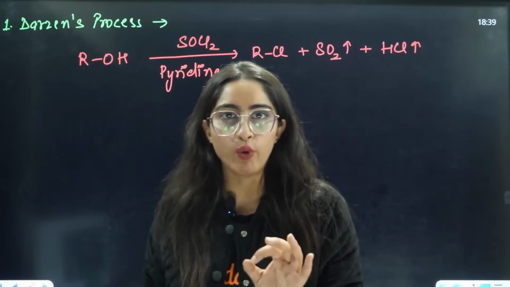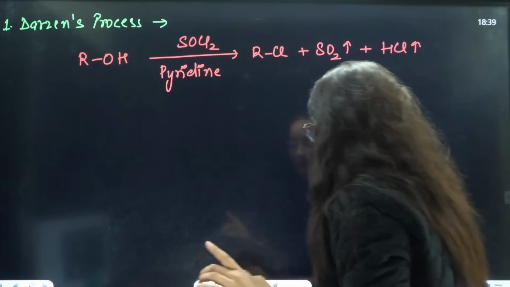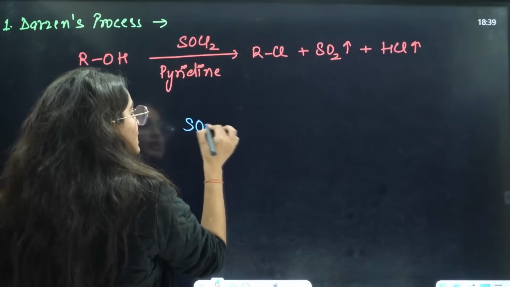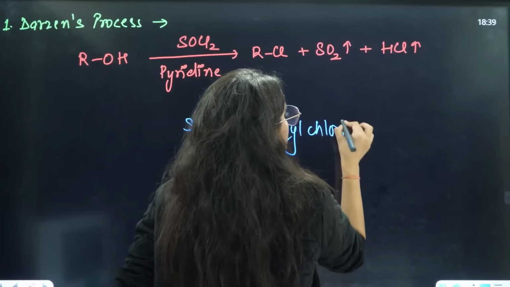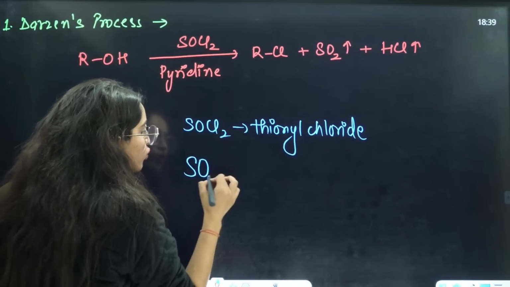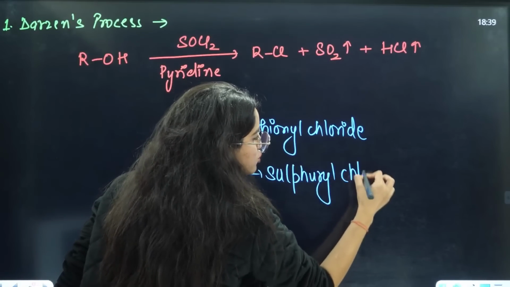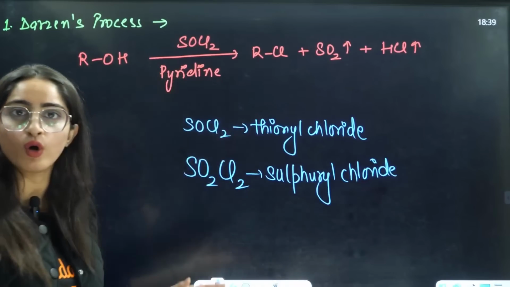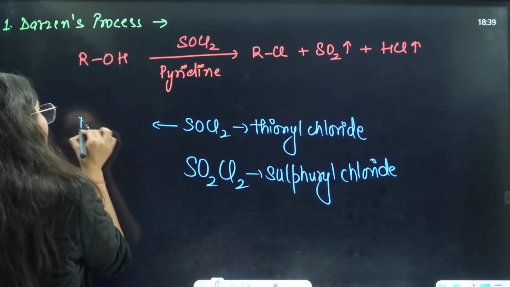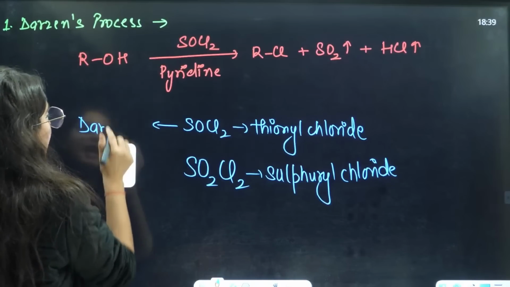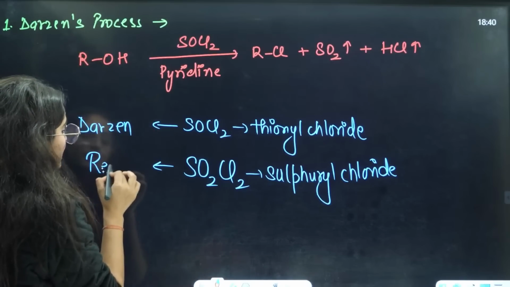Here what we actually do is we have alcohol and we add thionyl chloride. Okay, this SOCl2 is thionyl chloride. Thionyl, because they can also ask you, because students, SO2Cl2, this is sulfuryl chloride. This is sulfuryl chloride, right? So you should know the difference between what is thionyl and what is sulfuryl chloride. Thionyl chloride is used in Darzen reaction, and sulfuryl chloride is used in Reed's reaction.